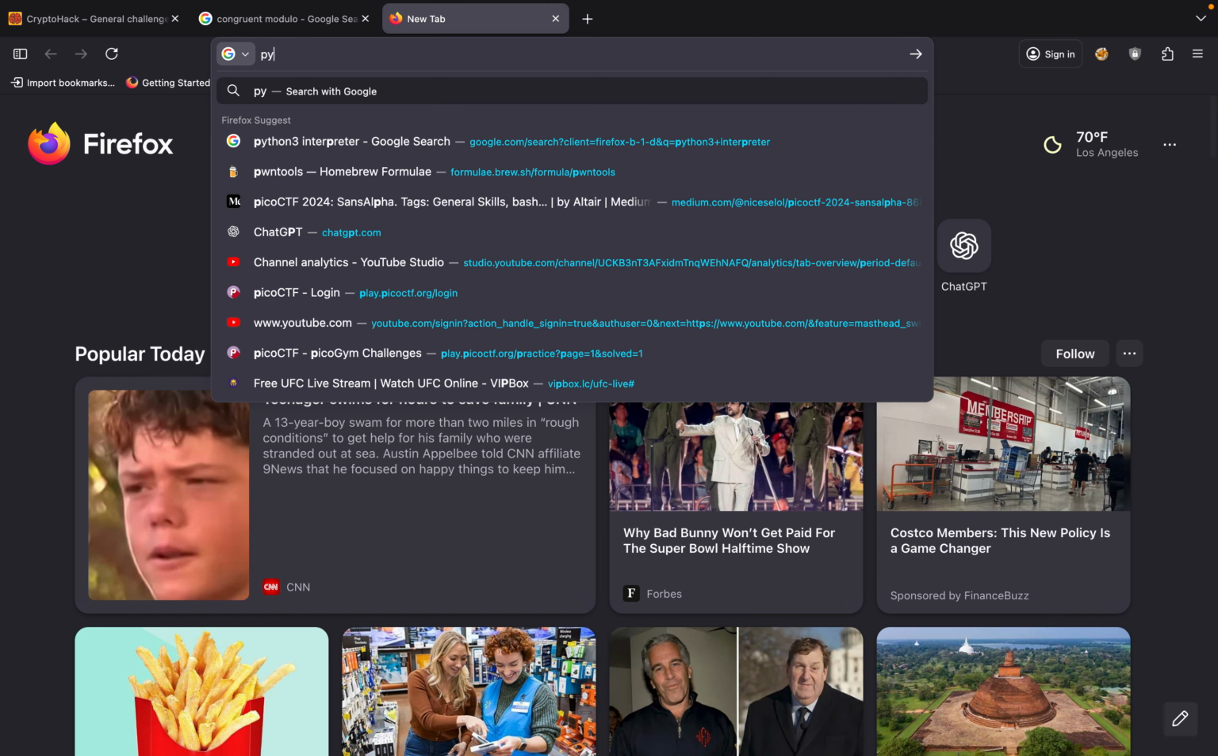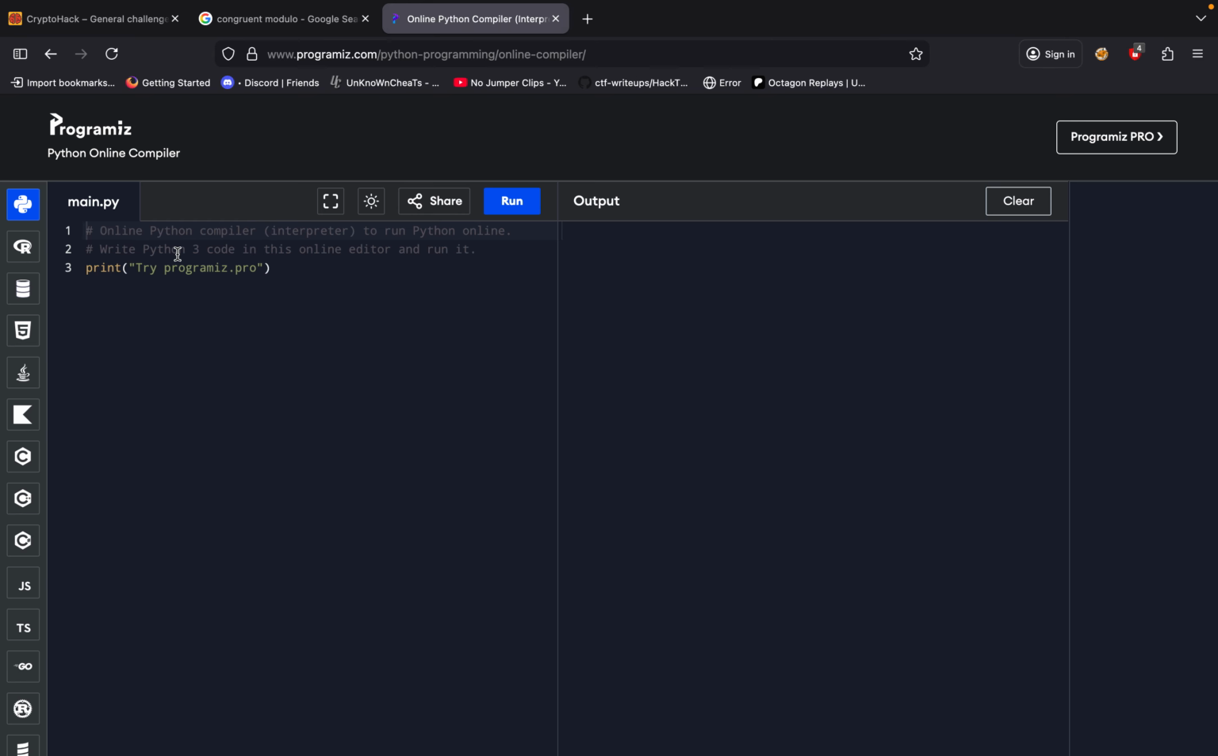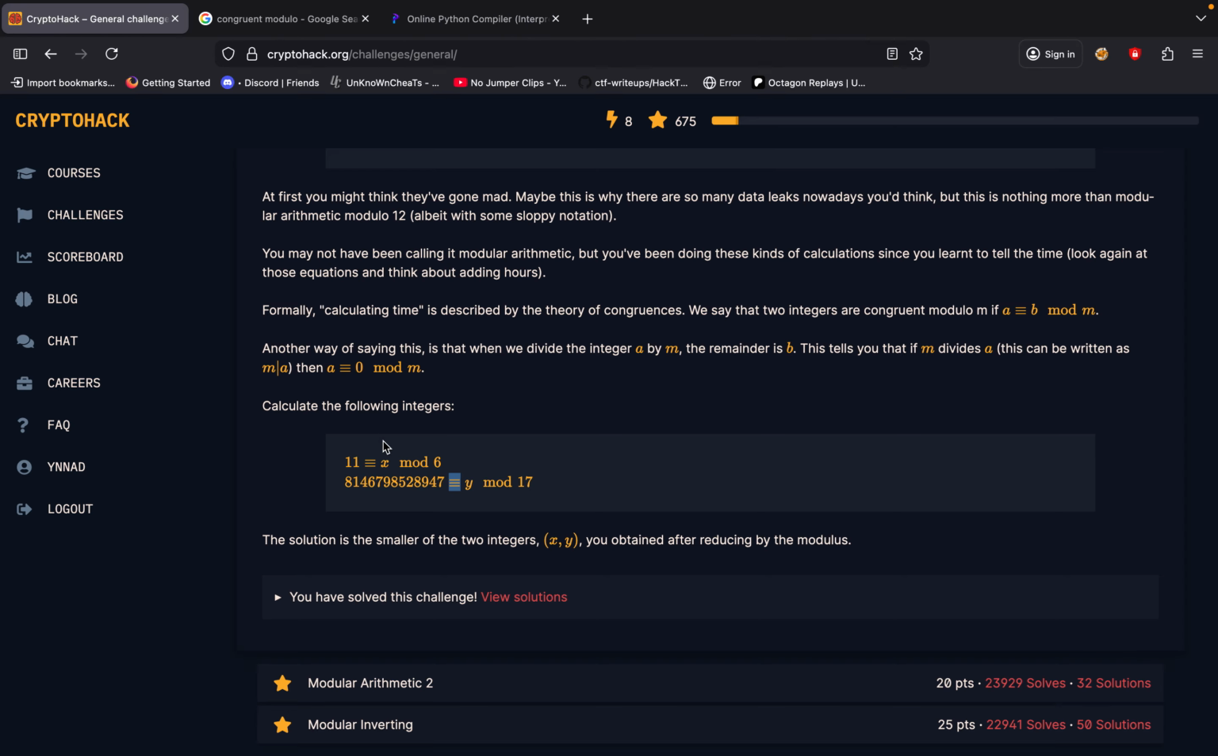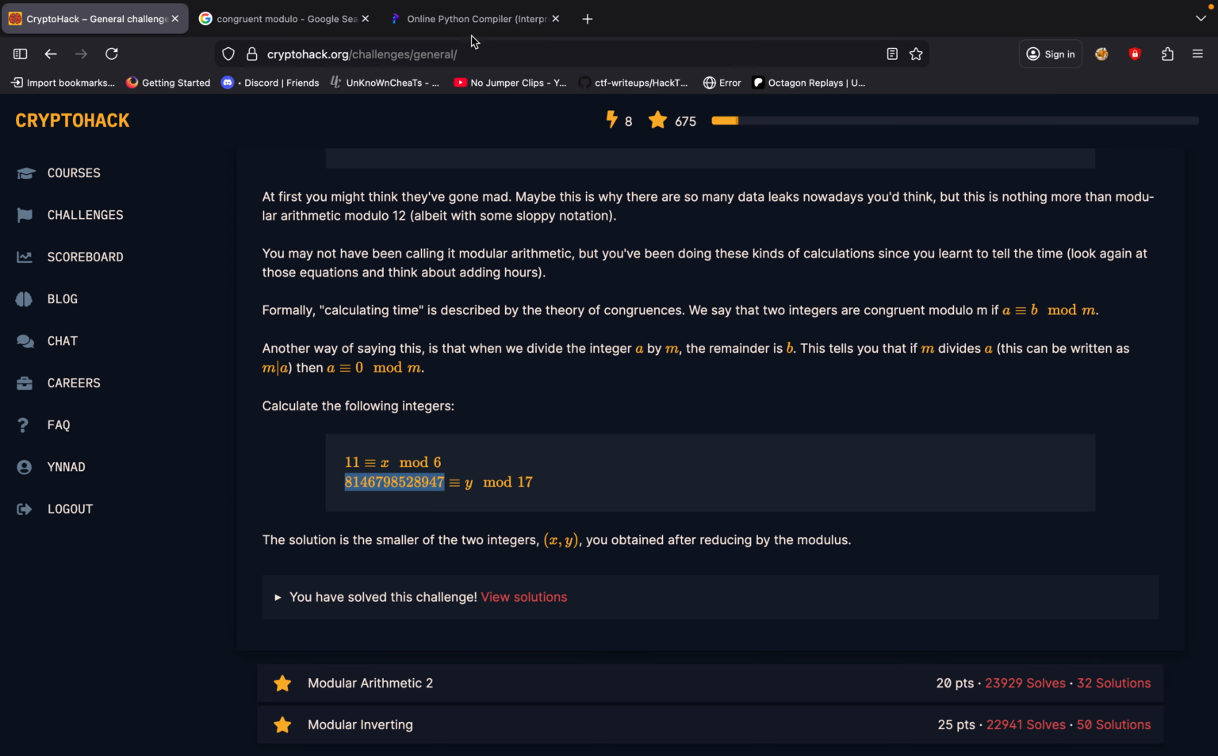So you could probably open up a Python 3 interpreter and then just do the modulus of this. It'll be like min. We want to print out the minimum of 11 mod 6 and 814567 mod 17.